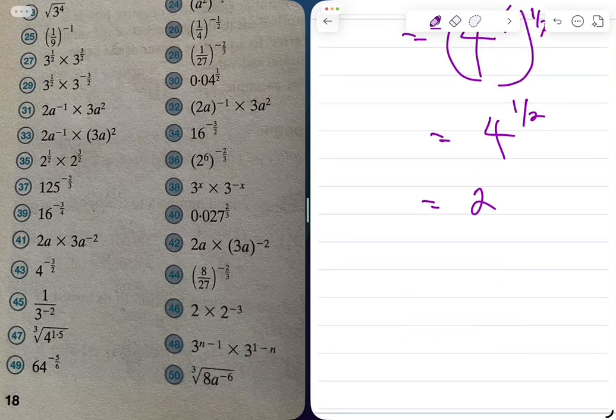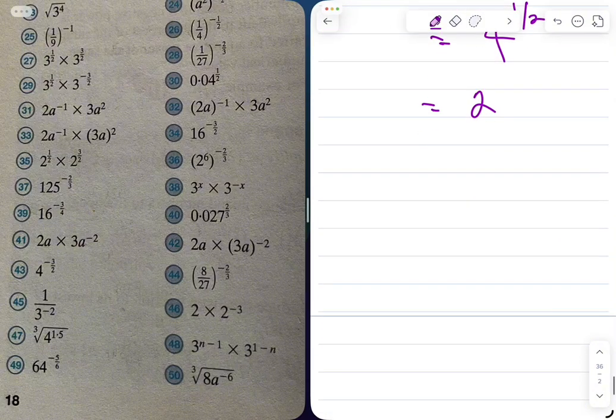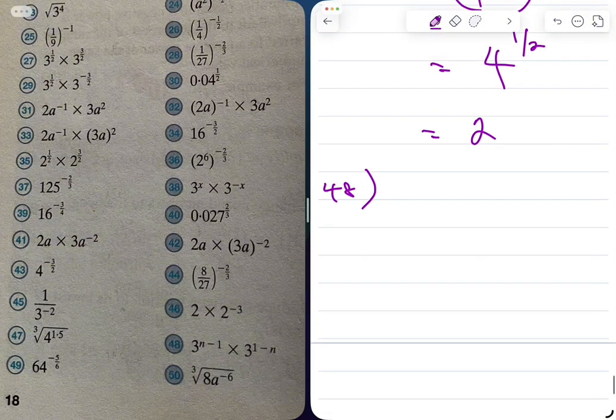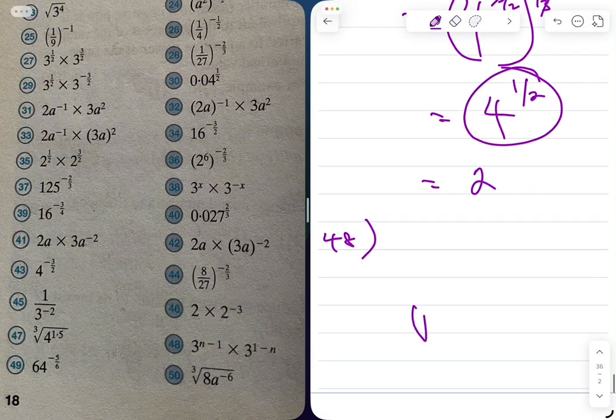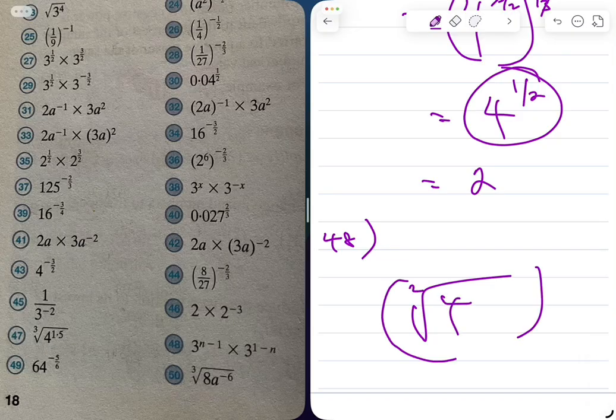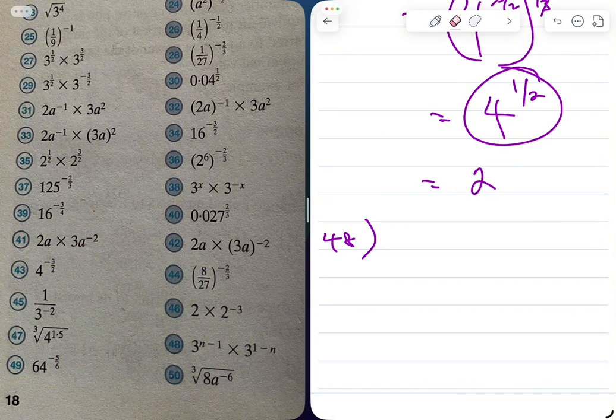Now to the next, which is 48. Here you don't need to write square root of 4 raised to the power 1. You can just write the answer. 4 raised to the power half is 2.